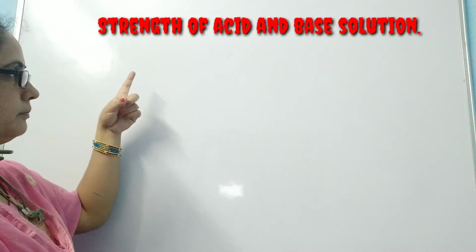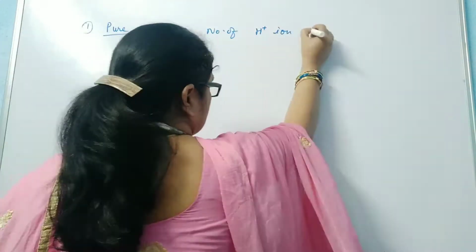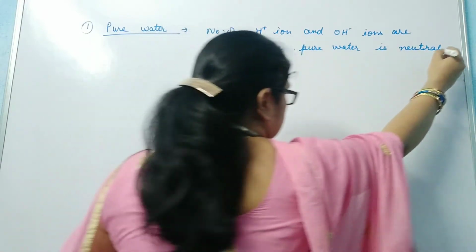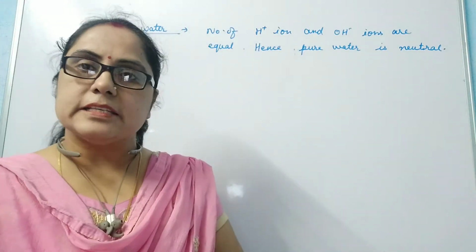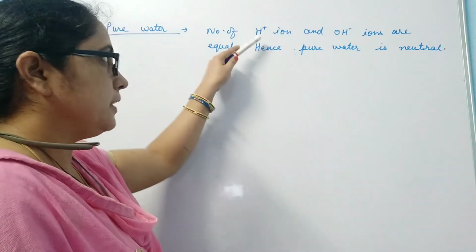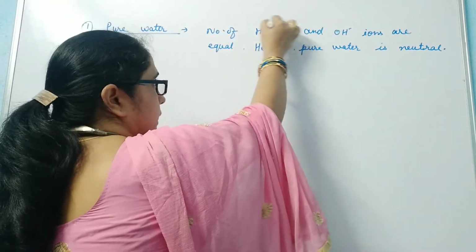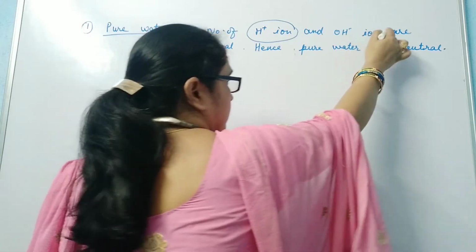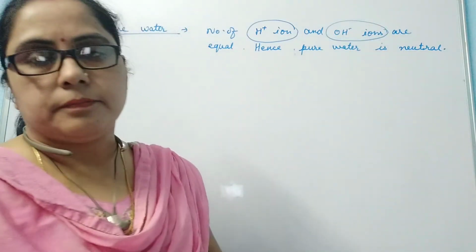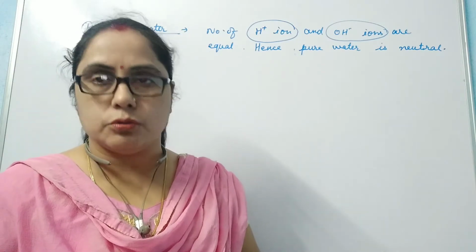Today we will start from the strength of acid or base solution. Water is slightly ionized. It gives H plus ion and OH minus ion. In case of pure water, the number of H plus ion and OH minus ion are equal. Hence, it is neutral.